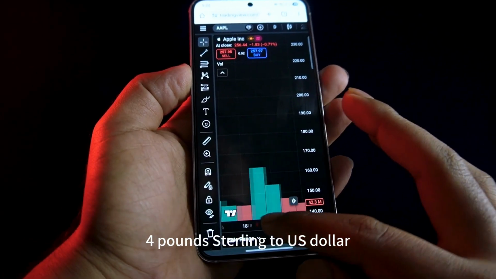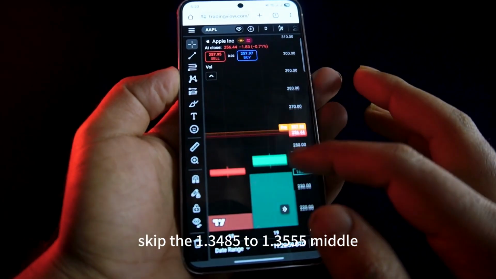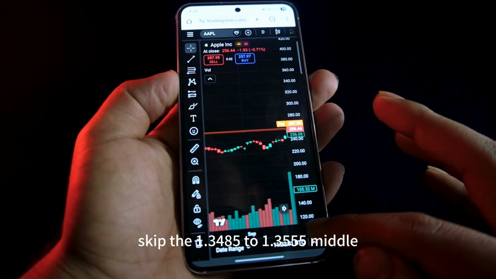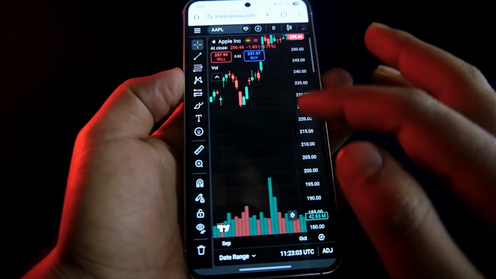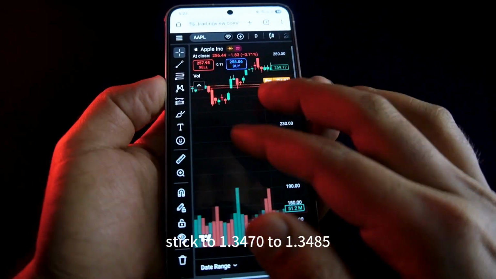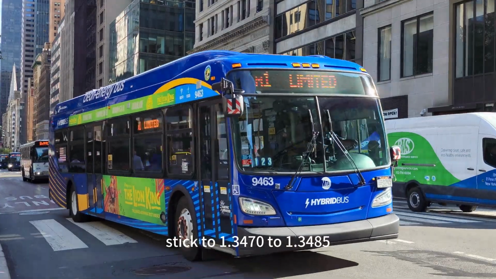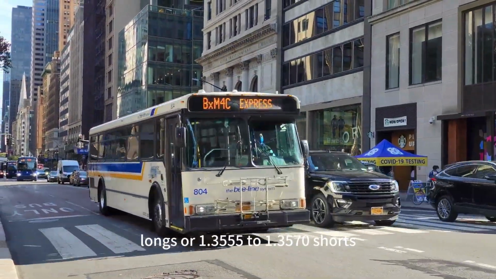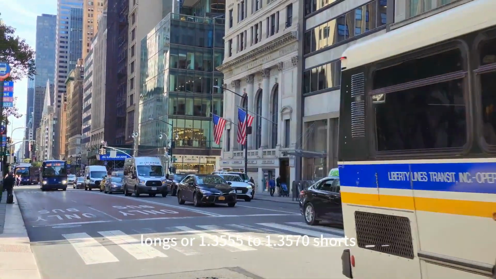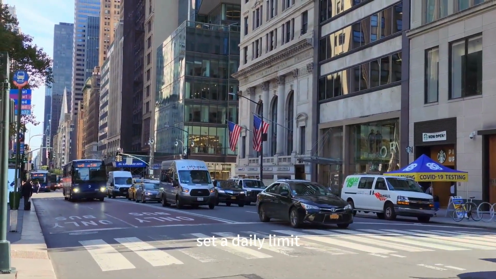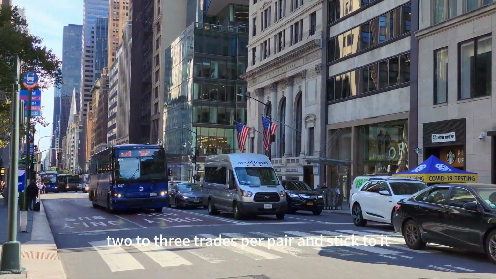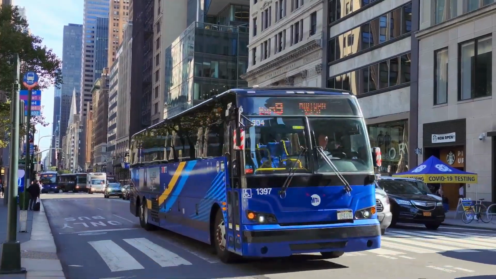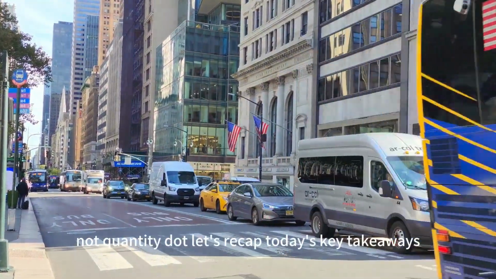For pound sterling to US dollar, skip the 1.3485 to 1.3555 middle. Stick to 1.3470 to 1.3485, longs, or 1.3555 to 1.3570, shorts. Set a daily limit, 2 to 3 trades per pair, and stick to it. Trading is about quality, not quantity.